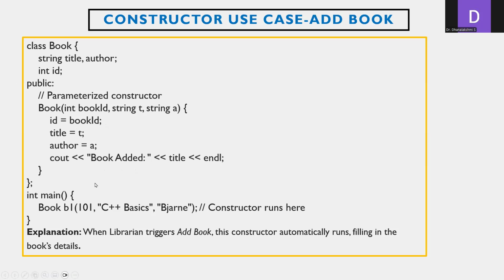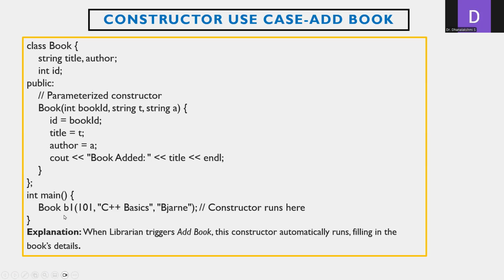So every time we create a book, we will get a message that the book has been successfully added. Coming to step 3, the main function. This is the starting point of the program. Here we create an object called B1 of type book.